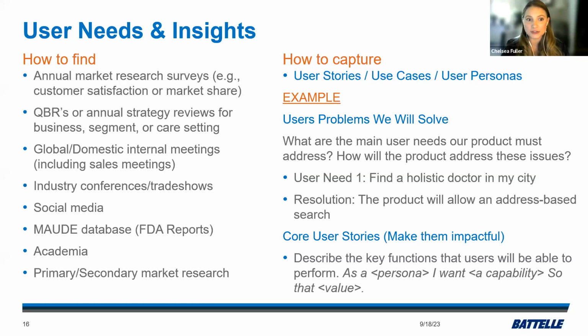So sometimes these are customer satisfaction or market share surveys. There are so many things that people will tell you or not tell you within those types of documents that they're providing feedback on. Quarterly business reviews or annual strategy reviews, if you're in a certain business or in a certain segment of a business or in a certain care setting, become really critical, because that's really where information should be summarized in a way that helps inform action moving forward.